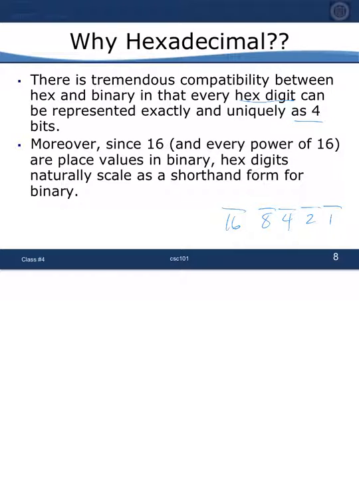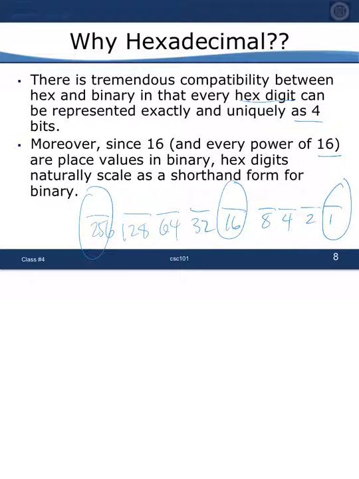16 is one of the place values, and so of course every power of 16, which is what hex is based on, is also a place value. And in fact, it's every 4 digits. I can draw a few more of these out for us here to look at. Okay, so the hex digits are the 1s, the 16s, the 256s, right? So every 4 digits, as you can see here, if it was binary, every 4 bits corresponds to a hex digit.